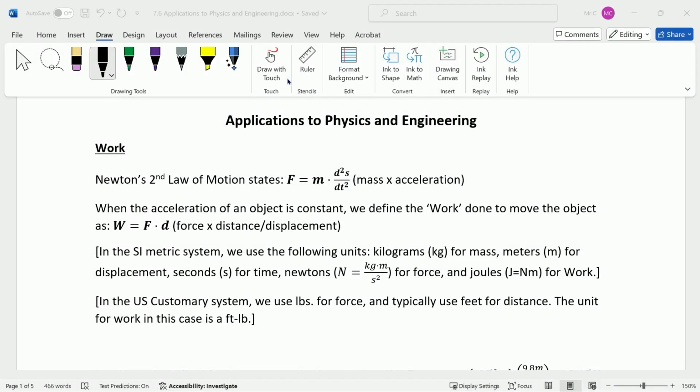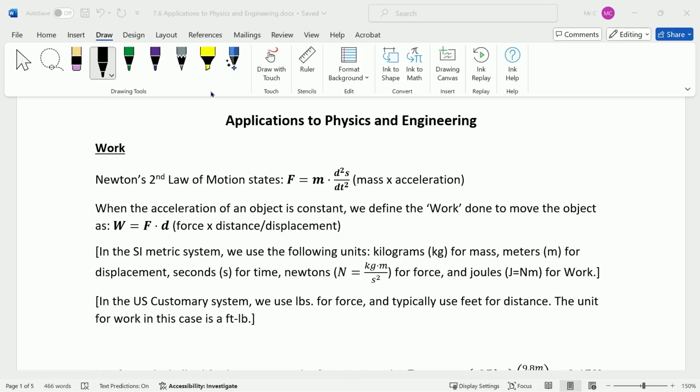Hello everybody and welcome to our video on applications to physics and engineering. Now of course in this section we're just going to cover a very small sample of the kind of applications you can use integration for. But nonetheless that should help give you some idea of what type of modeling can be done with these integral systems.